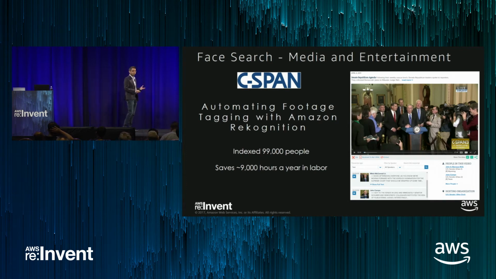99,000 identities. And what you can do here is, for every identity, which is a single person, you could have multiple images of that person from different angles just to improve the accuracy. They did that, and again, they were able to build this in a couple of weeks. Once they put this into production, they were able to save 9,000 hours of labor every year, and that's pretty phenomenal impact.